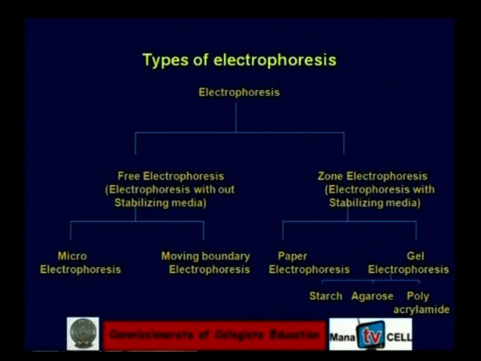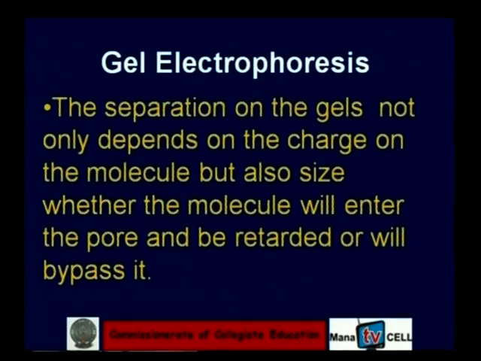Gel electrophoresis is mainly used nowadays, and the basic gels used are starch, agarose and polyacrylamide. The separation in gels depends not only upon the charge of the molecule but also on the size, that is, whether the molecule will enter the pore and be retarded or will bypass it.